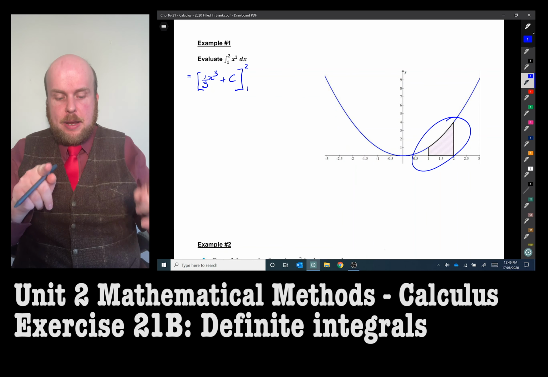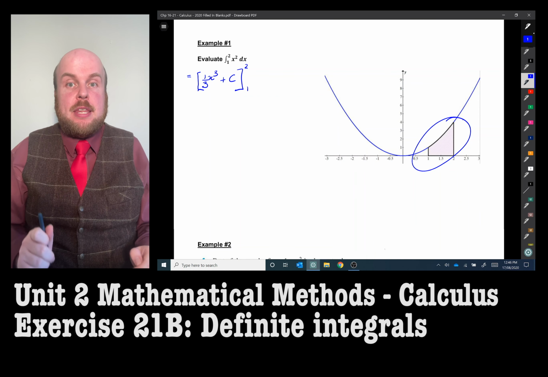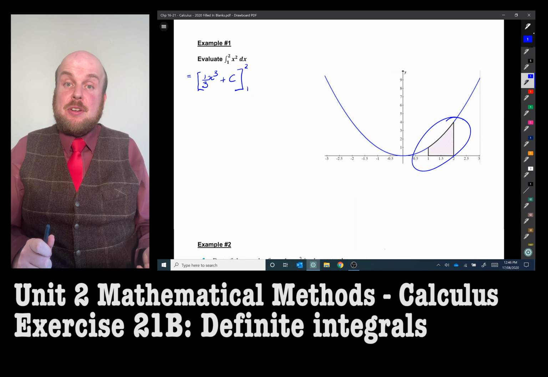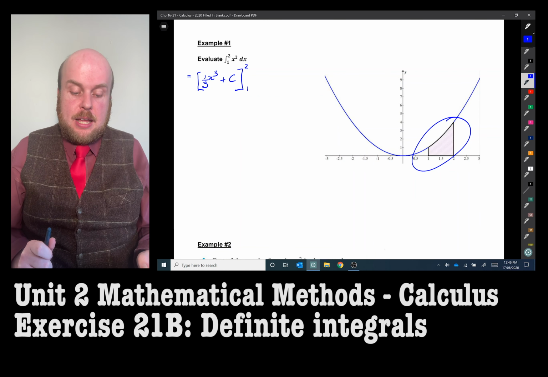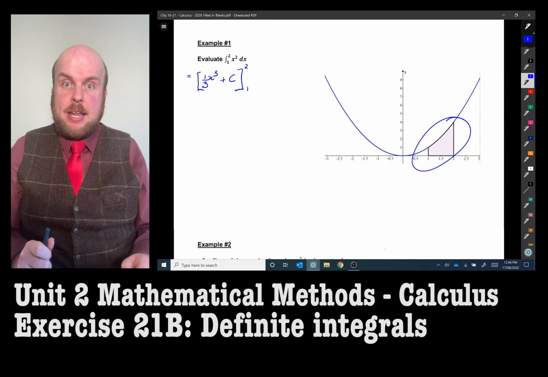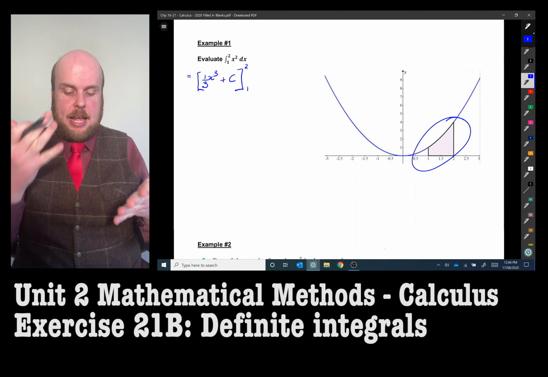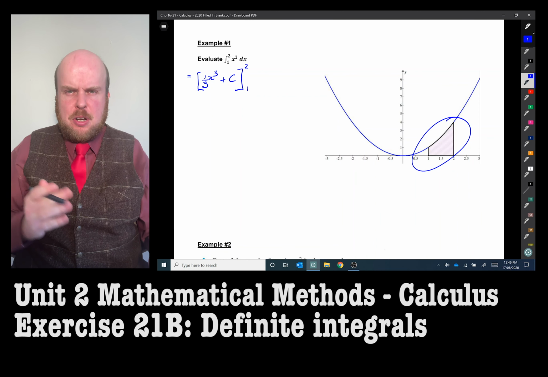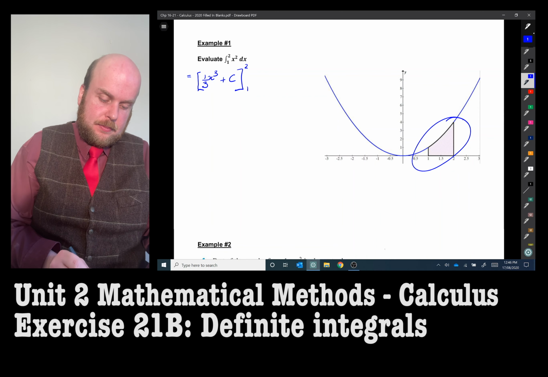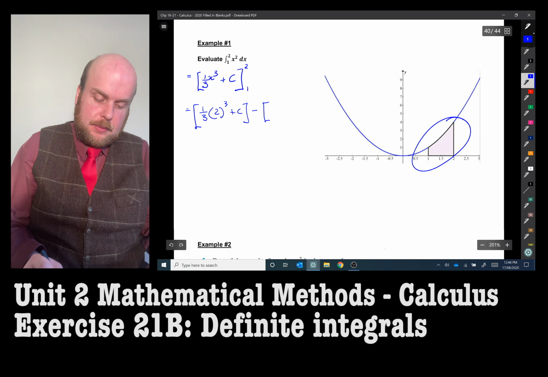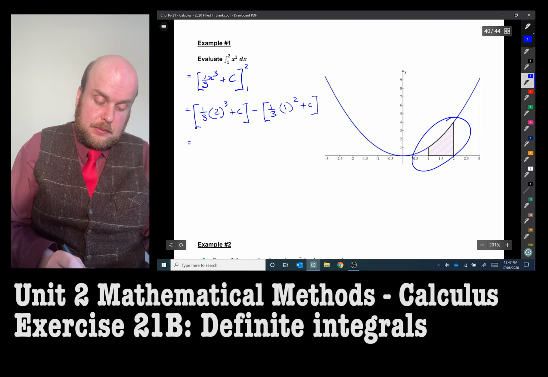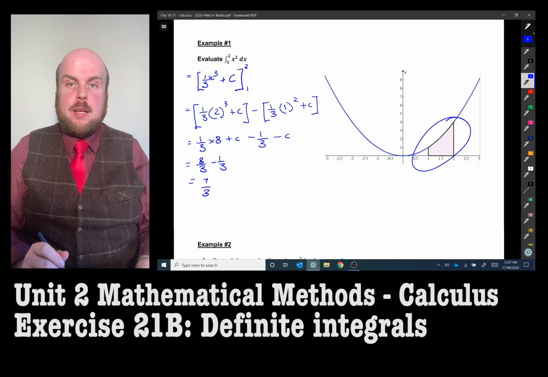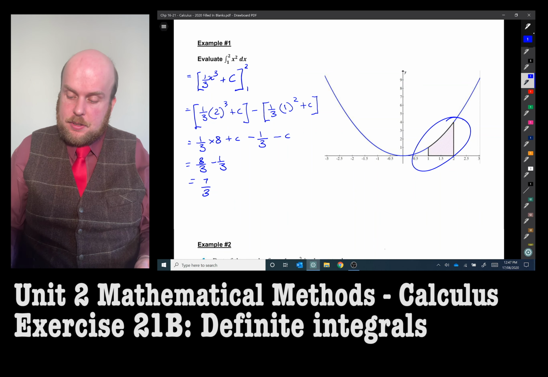But I've put little square brackets and I've put a 2 and the 1 there. So what that means is I now just need to substitute the integral with x equals 2, and then subtract it when x equals 1. And I'll show you what I mean. So we now have the answer of 7/3.